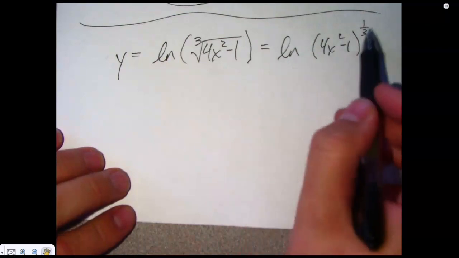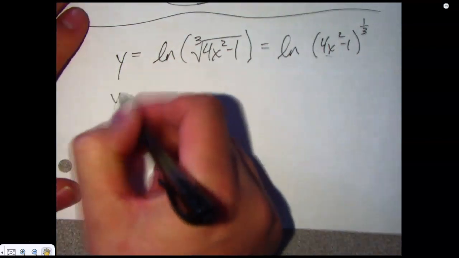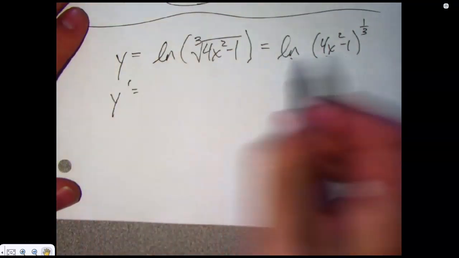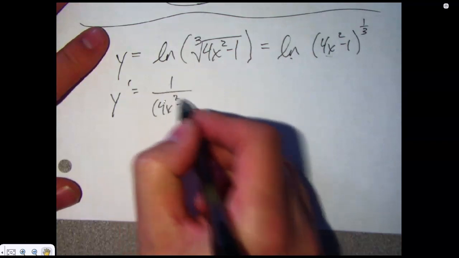Your middle level will be the 1/3. And then the 4x squared minus 1. So I'm going to work my way biggest to smallest. The derivative of ln of something is 1 over the something.